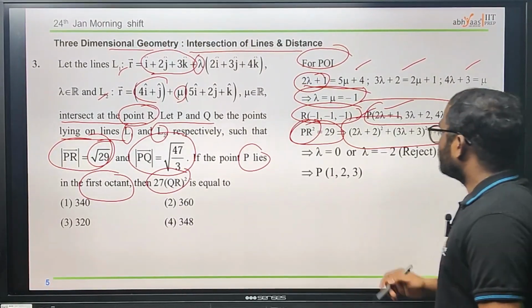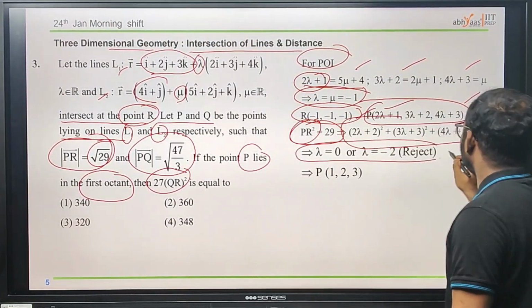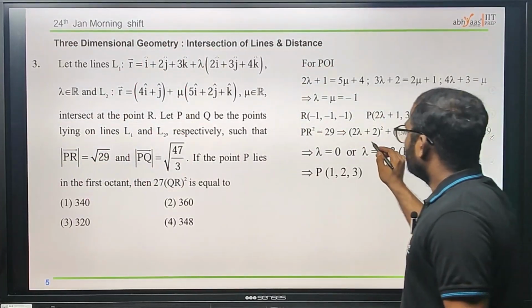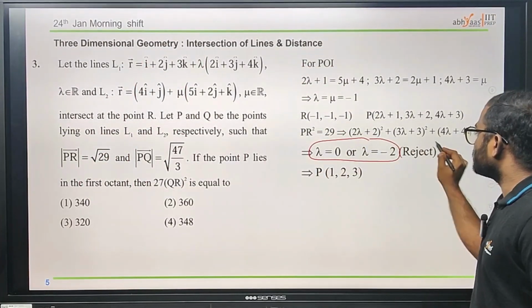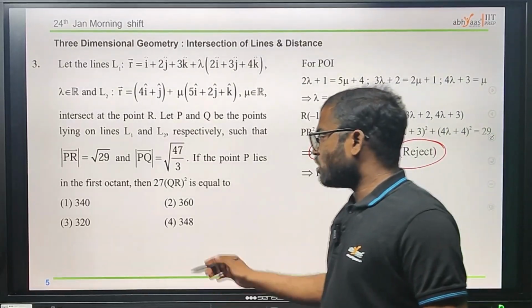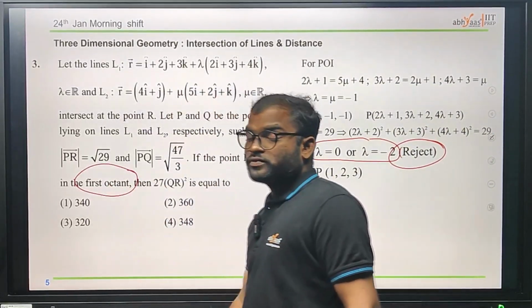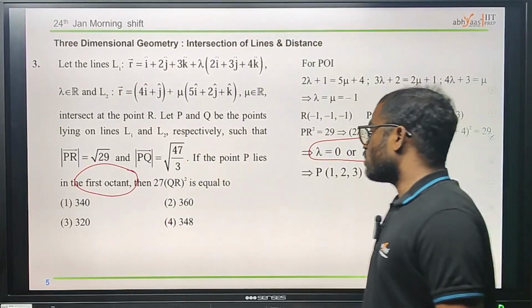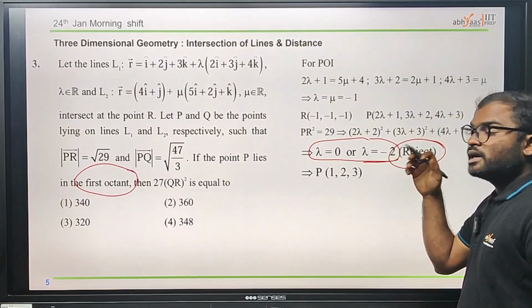Now by that we can easily find the lambda value. Now we got the lambda value, which is 0 and minus 2. Why are we rejecting this minus 2? Because they have already said it belongs to the first octant. It must belong to the first octant. For minus 2 it will be given like the 8th octant. For that reason we will reject this one.